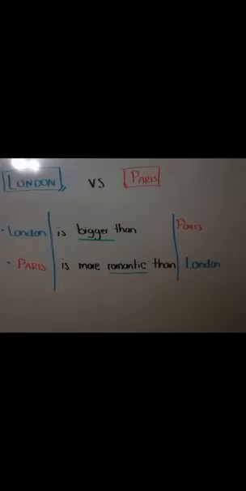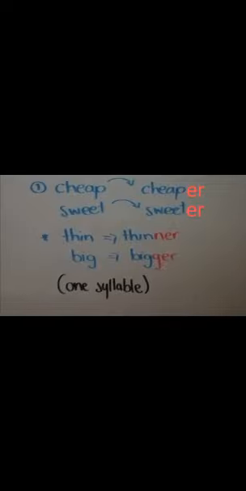Okay, so how do you form this one? Just respecting this structure: object number 1, verb be, adjective, than, and my object number 2. We have different rules to create those different adjectives as a comparison. That's what we call comparatives. And you make them in different ways. This is my rule number 1, which is about the one-syllable adjectives, for example, cheap or sweet.